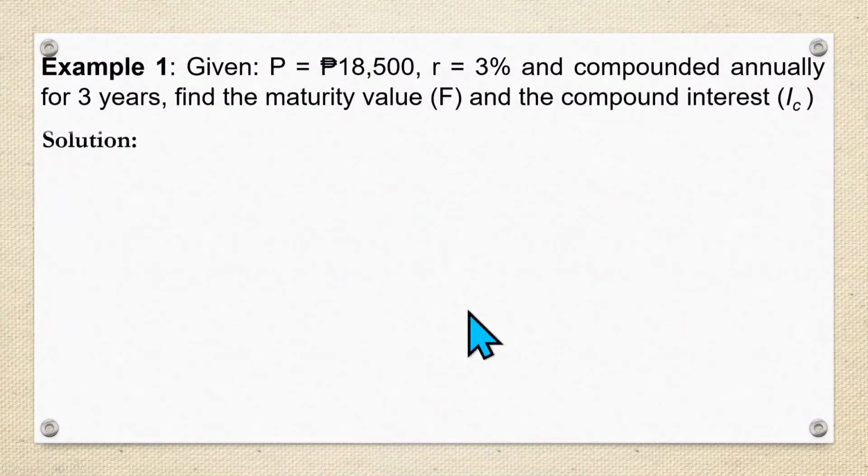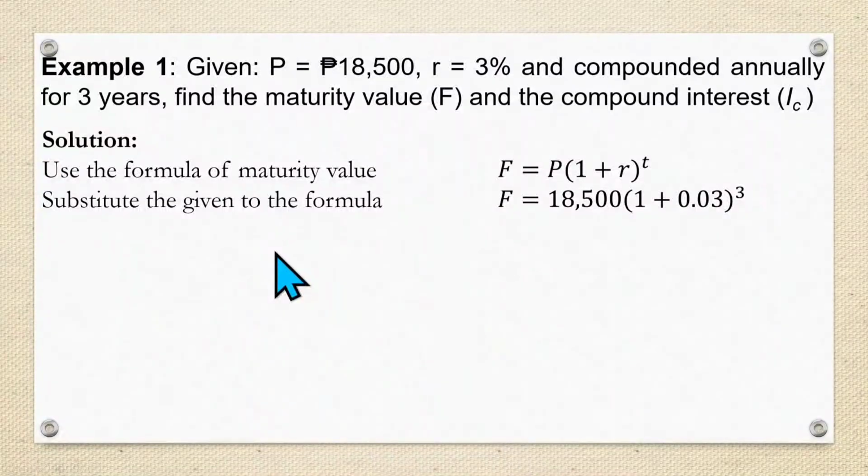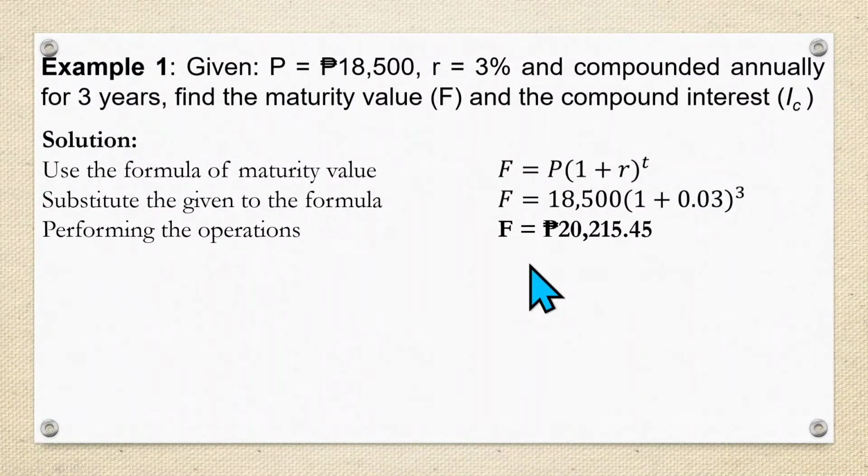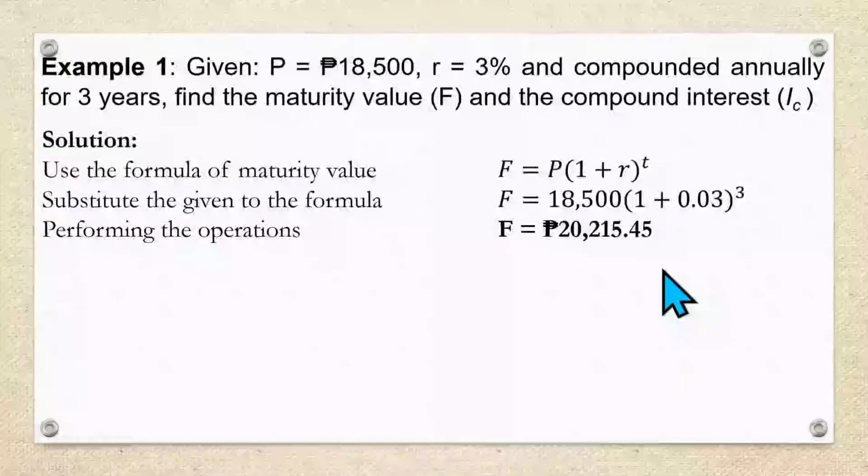Okay? So, let us see. After substituting the given into the formula, then you're going to perform the operation, what we did earlier. Then we will have the future value of 20,215.45.